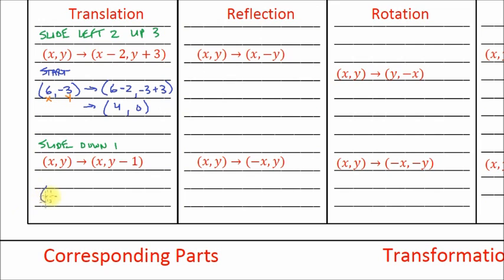Let's say we took a point, same point, (6, -3). And now we're going to go ahead and transform that. x stayed the same, but our y value, we subtracted 1 from that. So our new point is going to be at (6, -4). So there's the basics for transformation notation as it relates to translation.